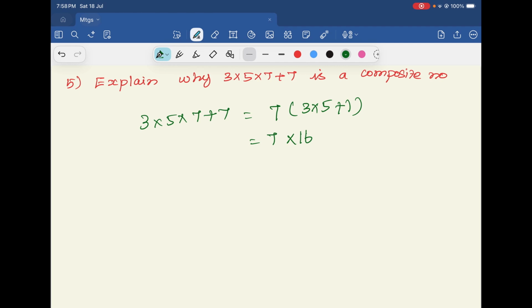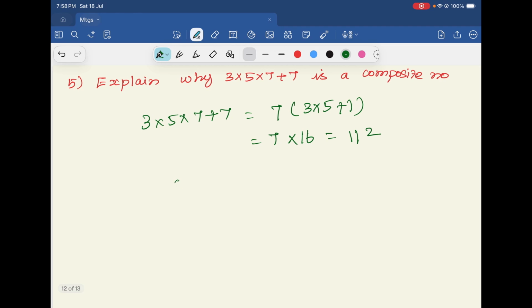So 7 into 16 is a product of more than two factors, that is 1 and 112. What is the answer? 7 sixes are 42, 7 ones are 7, then 112. So except 1 and 112, there are two other factors, that is 7 into 16. Therefore it is a composite number, with more than two factors.